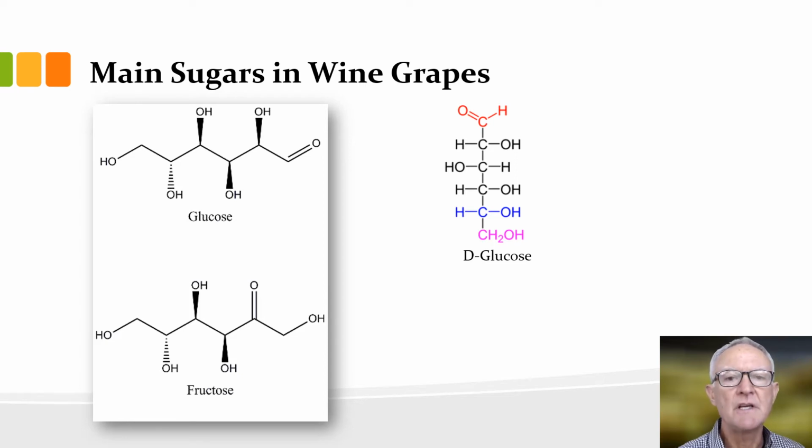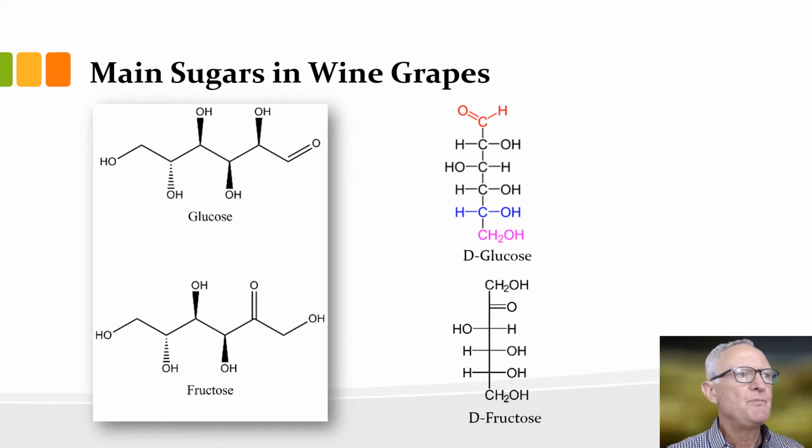Now you've seen the Fisher projections for glucose and for fructose. You know, of course, that both of these are 6-carbon sugars, right? So they're both hexoses. And glucose has the aldehyde group, so it's an aldohexose. Fructose has the keto group, so it's a ketohexose.